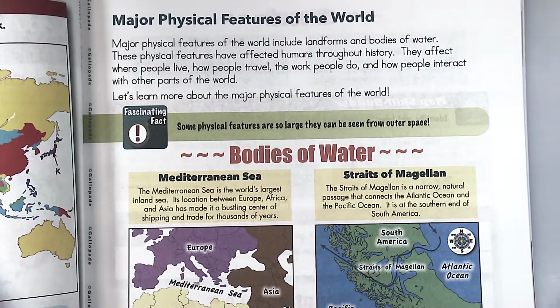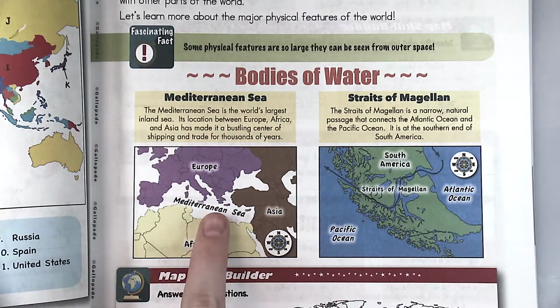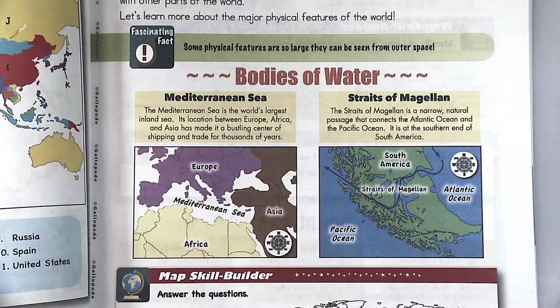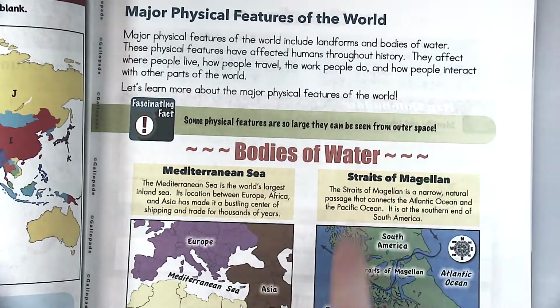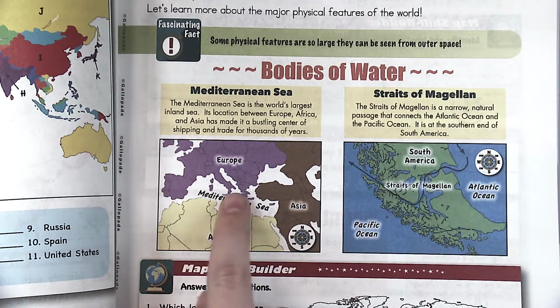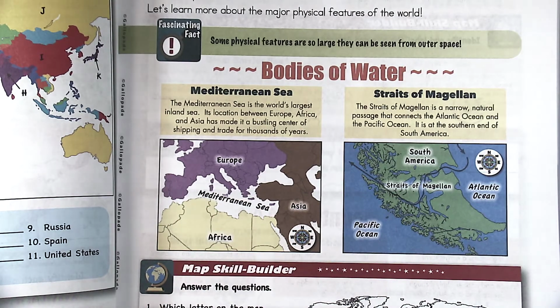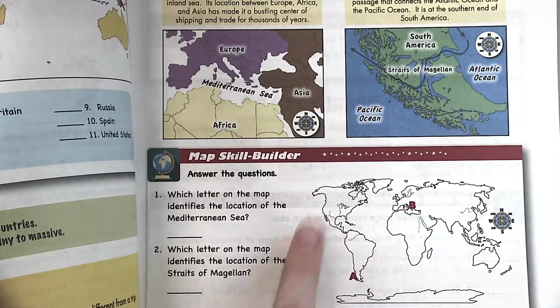Okay, so we have 2 main bodies of water that we're going to learn. We're going to learn the Mediterranean Sea and the Straits of Magellan. So for the Straits of Magellan, if you can picture Brazil right about here, this is where the Straits of Magellan is. It's in South America. And then there's Europe. Here is Italy. Remember the boot? And then the Mediterranean Sea is right there. Don't worry about reading these right now. We will learn about them later. Go ahead and skip this one.